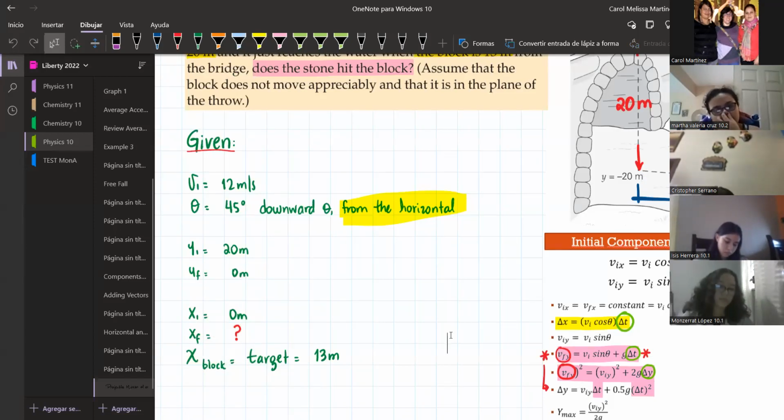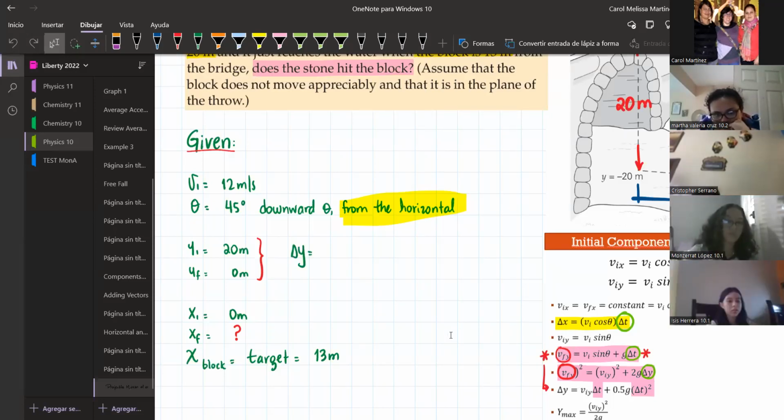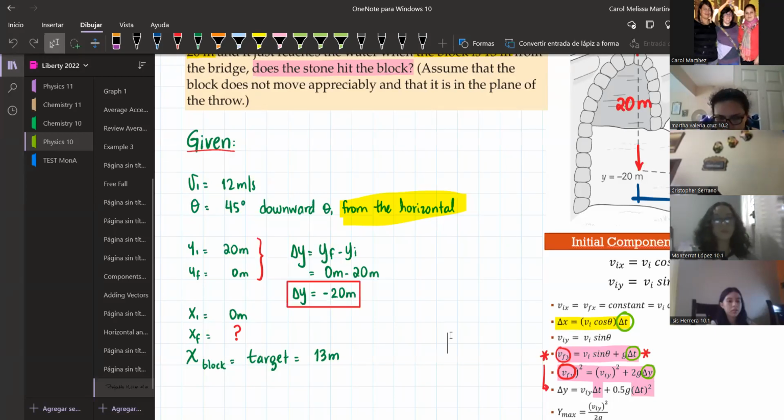Okay, so here, you don't need to do it like in a step, but from your givens, you can get delta y by saying delta y is equal to the main equation for delta y, that is final minus initial. Final, that is 0 meters, minus initial, that is 20 meters. So delta y is equal to negative 20 meters. Only from the given, we were able to get delta y.